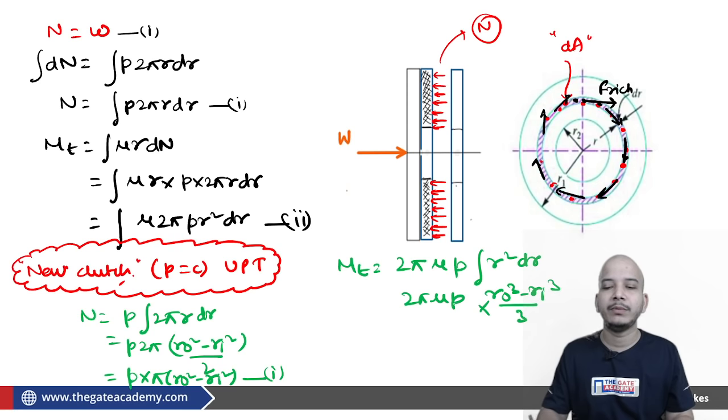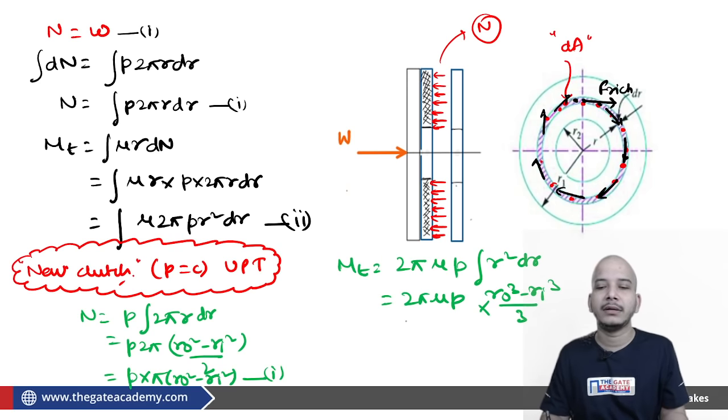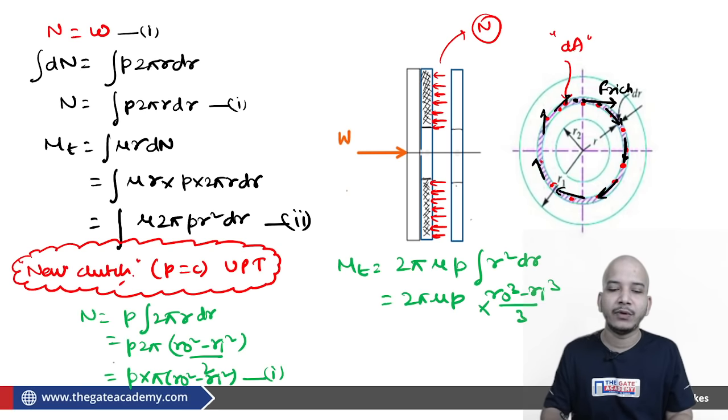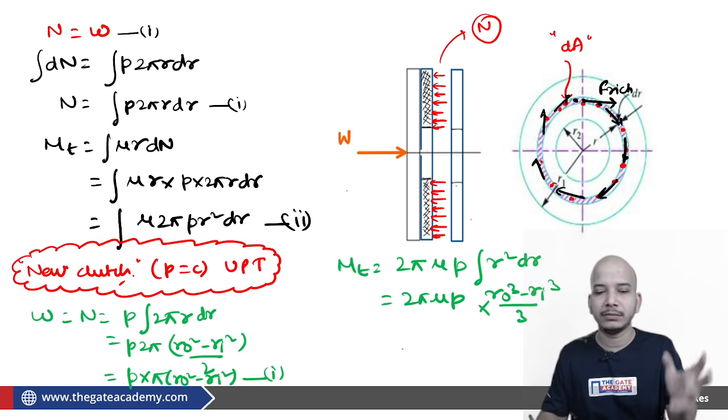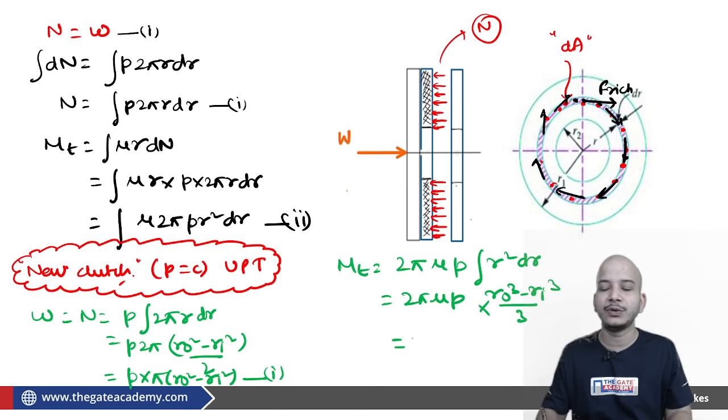2 pi mu P. Now this is one form of MT, but the more famous form of MT is writing this MT in terms of W, in terms of the axial force. In terms of normal, W basically is equal to normal. So in terms of W or N or axial force, you can write it.